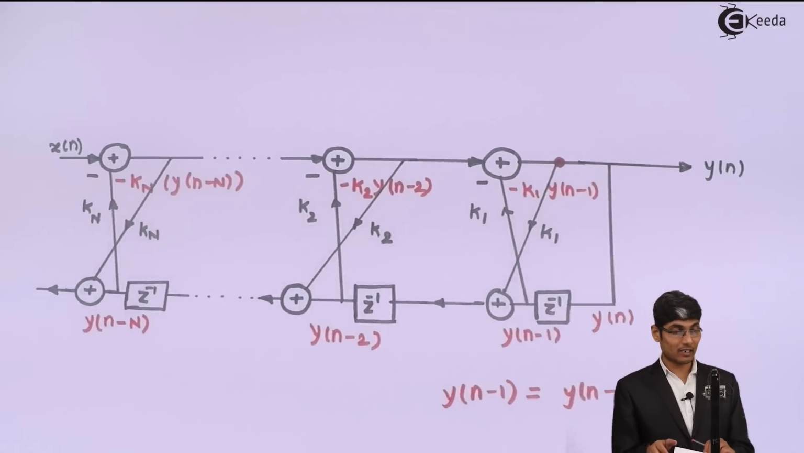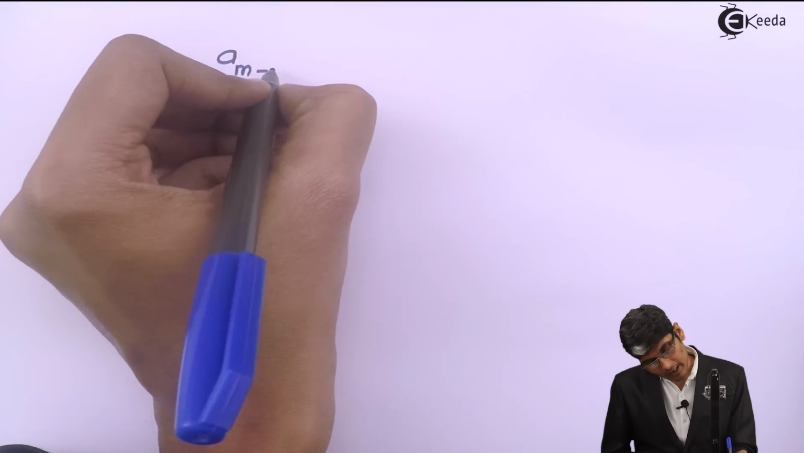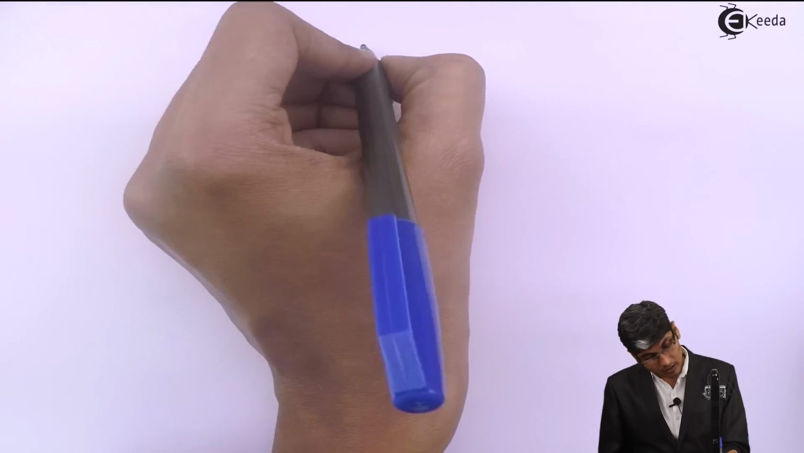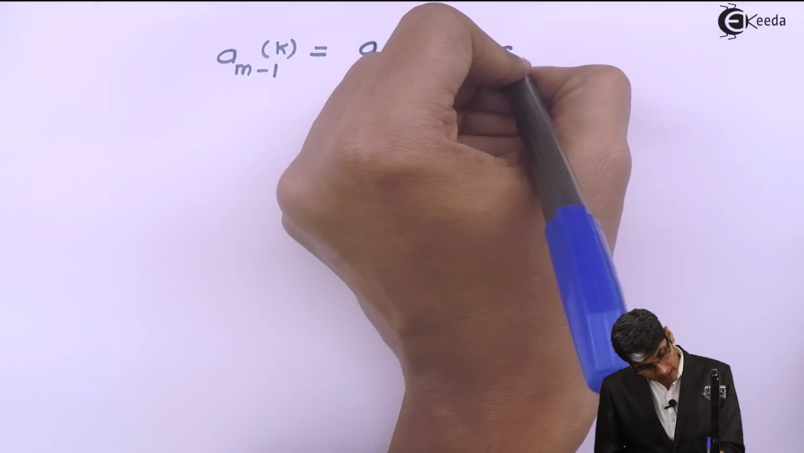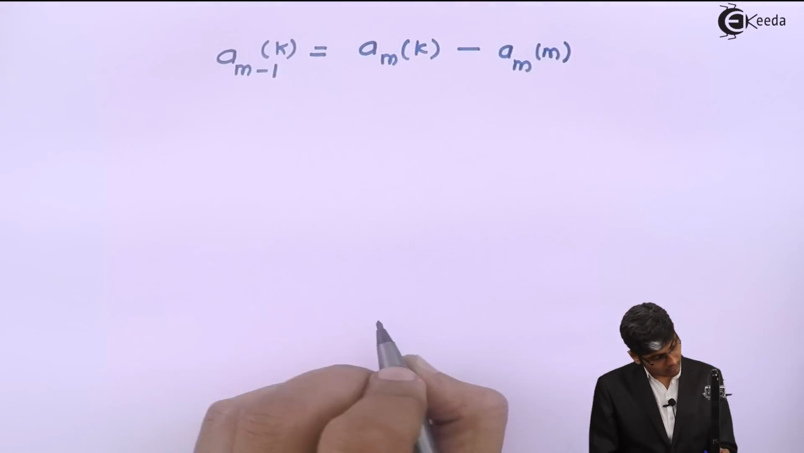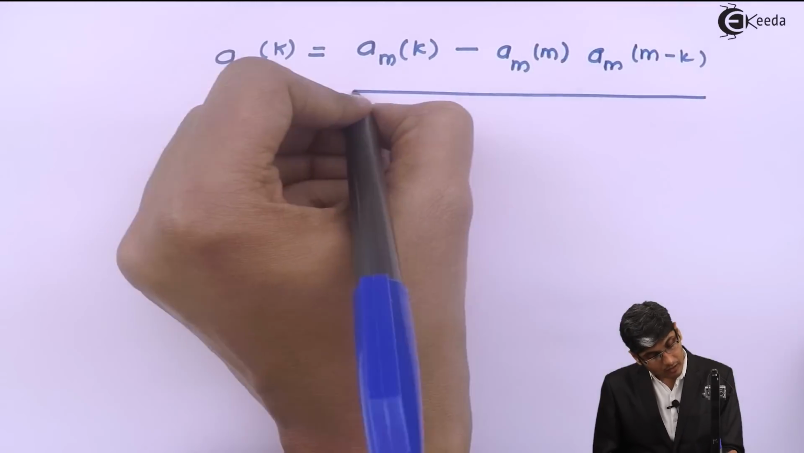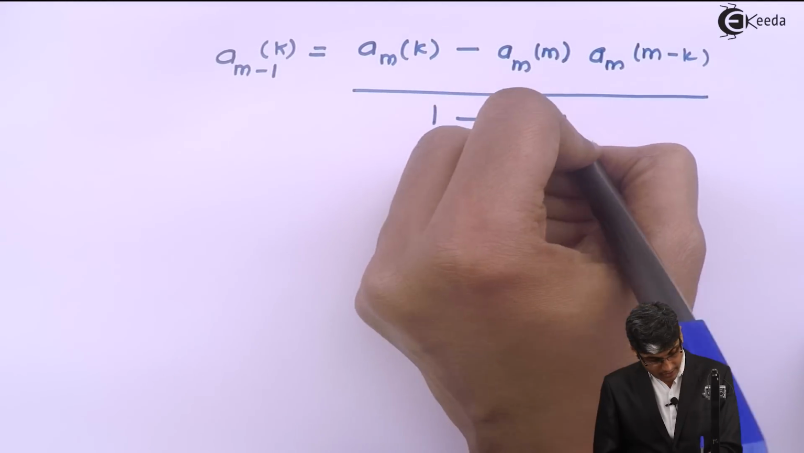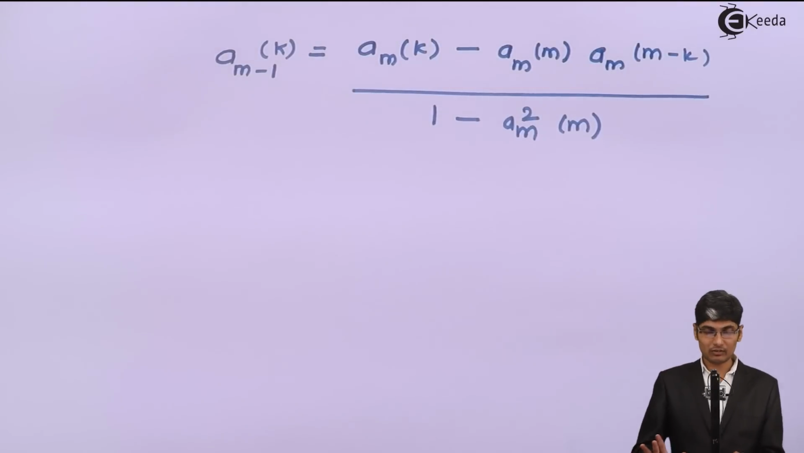So let us see what the recurrence relation is. The recurrence relation that we will be using in the problems is given as a m minus 1 of k equals a m of k minus a m of m into a m of m minus k, divided by 1 minus a m square of m, where m is the order in this case. We can replace it by n, that's not a problem.